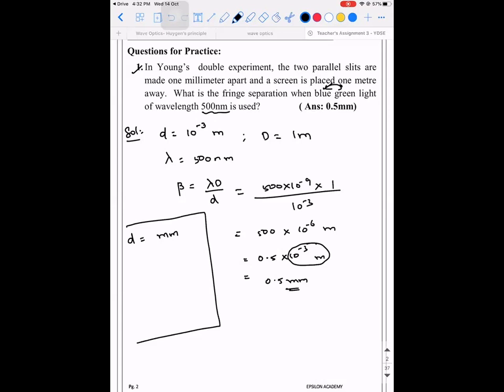If the distance of separation between slits is asked, report the answer in millimeter. If the distance between the screen and the slit is asked, report it in terms of meter. If fringe width is asked, report it in terms of millimeter, or sometimes meter is also accepted. I'm not saying it is not accepted, but that's the standard format.